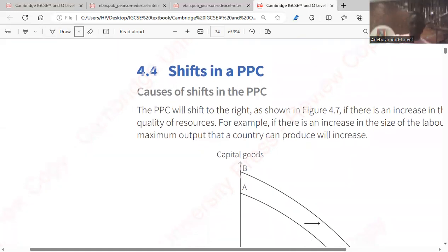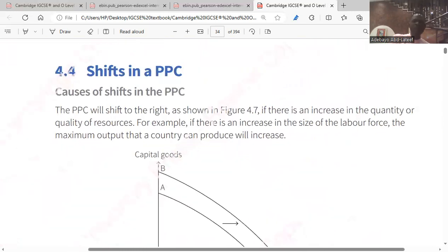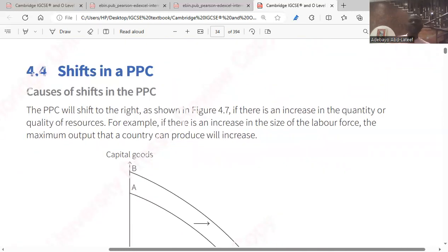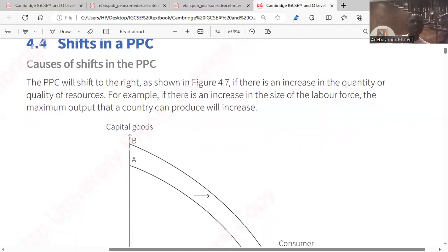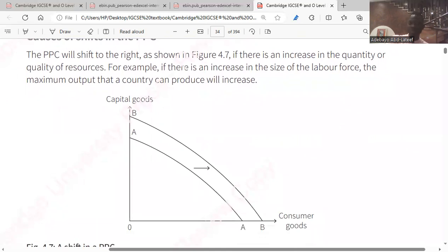So here they said, causes of the shift in the PPC. The PPC will shift to the right, as shown in figure 4.7, this one, if there is an increase in the quantity or quality of resources. For example, if there is an increase in the size of the labor force, the maximum output that a country can produce will increase. If the number of workers increase in this country, that means their output will also increase.